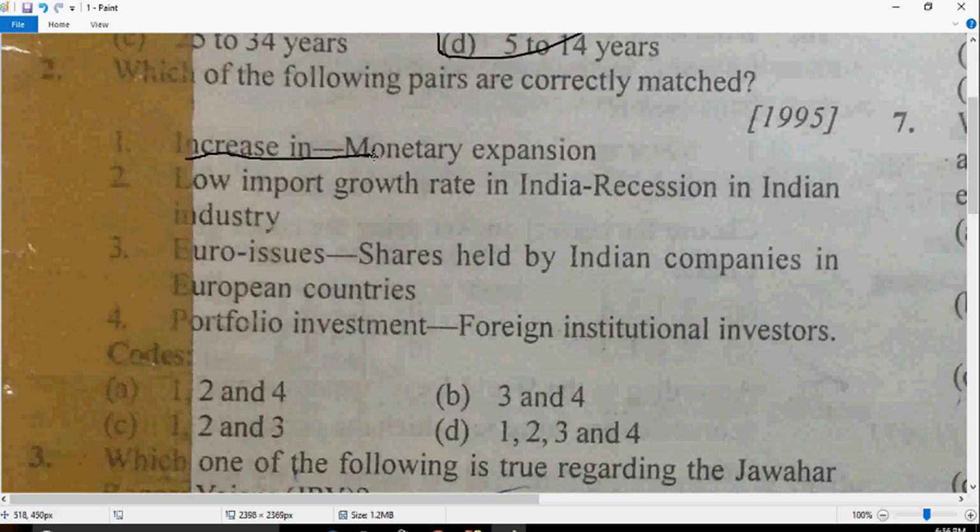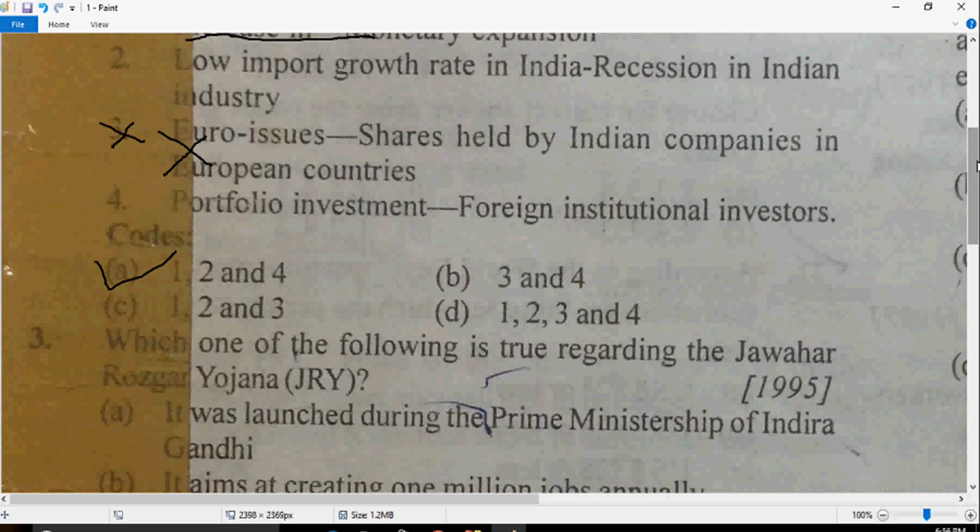Increase in monetary expansion, absolutely correct. Low import growth rate in India, recession in Indian industry, and euro issue share held by Indian companies in euro countries. Not that. That will be absolutely wrong. So as we know, if we eliminate three of them, then there is no need to go anywhere else. By the elimination method, it's easy. And portfolio investment, of course, there is no doubt, that's a foreign institutional investor. Why is it so? Because, as we know, euro issue includes the issue of ADR.